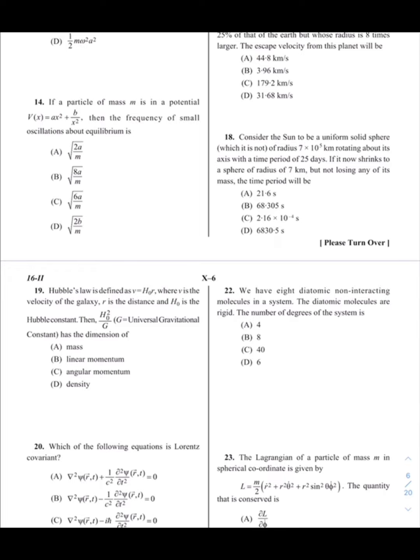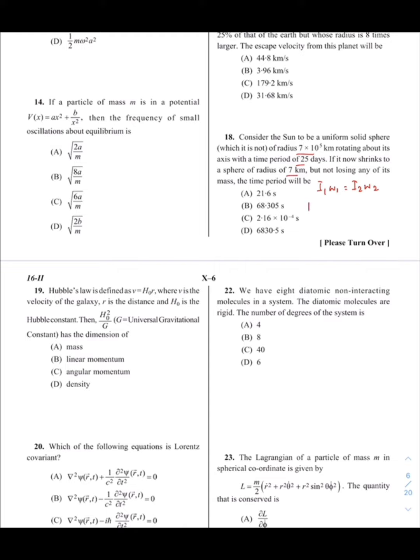Consider the sun to be a uniform solid sphere of radius this, rotating about its axis with a time period of this. If it now shrinks to a sphere of radius 7 km but not losing any of its mass, what would its time period be? So we will use the conservation of angular momentum, which is I1 omega 1 is equal to I2 omega 2, where omegas are angular velocities and I's are moments of inertia.